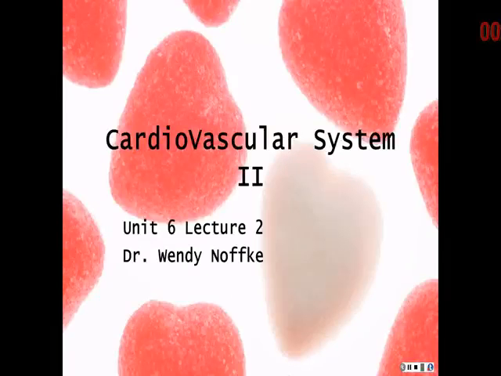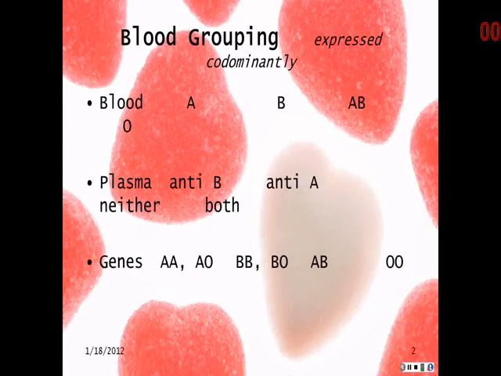This is the second lecture that is part of the cardiovascular system and circulatory system. Our blood has markers on the red blood cells that determine our blood groups or blood type. They are expressed codominantly. You inherit one marker from your mother and one from your father and express both at the same time.